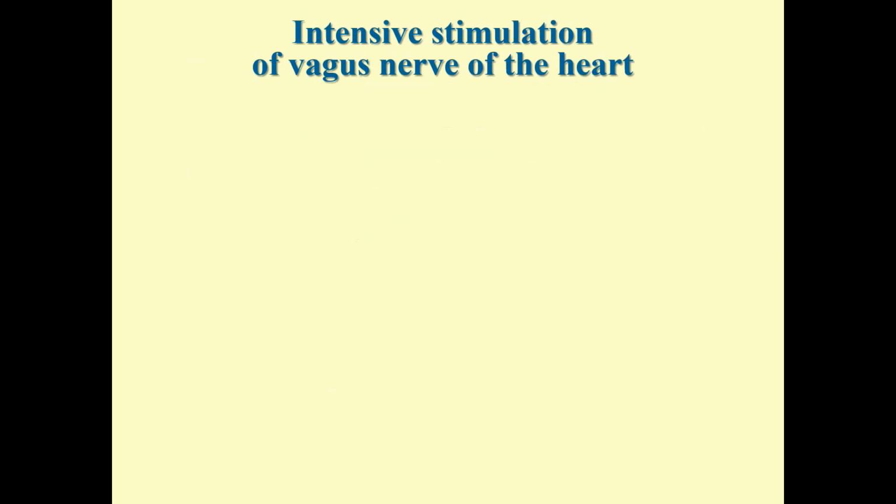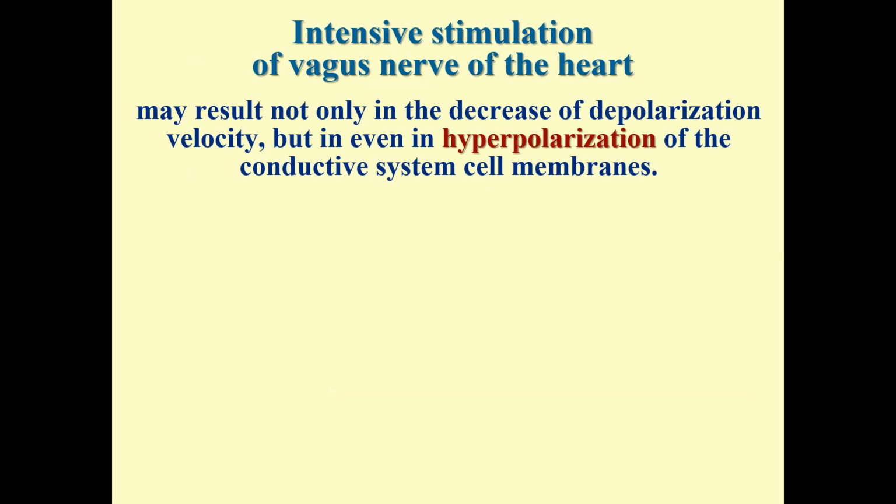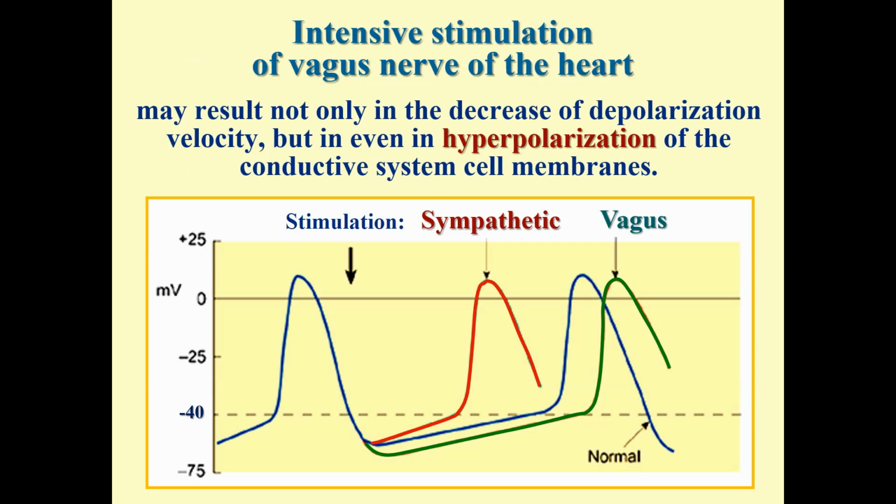And intensive stimulation of the vagus nerve of the heart may not simply produce slowing down of depolarization, but it can produce even hyperpolarization. Let's see. This blue line shows the normal case in this picture. Sympathetic system influence is shown in red. Vagus influence is shown in green. And you see, it slightly decreases potential even here. But if we produce very strong stimulation, now shown by 2 arrows, it can produce even greater, serious hyperpolarization, so that the next impulse will be generated much later.